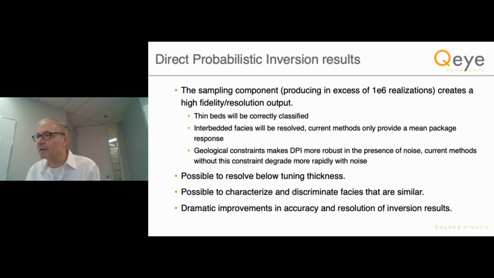Unlike the deterministic resolution limit of the wavelet, we can resolve interbedded facies because the deterministic method only usually gives you a mean package. The geological constraints from the prior model in DPI make this a more robust solution in the presence of noise, whereas deterministic inversion tends to degrade rapidly with noise. I'll show an example comparison of that. And it's possible to resolve below tuning thickness. And we can characterize and discriminate facies that are similar, hence we resolved that package issue with the deterministic wavelet. And we have improvements in accuracy and resolution of the inversion results.